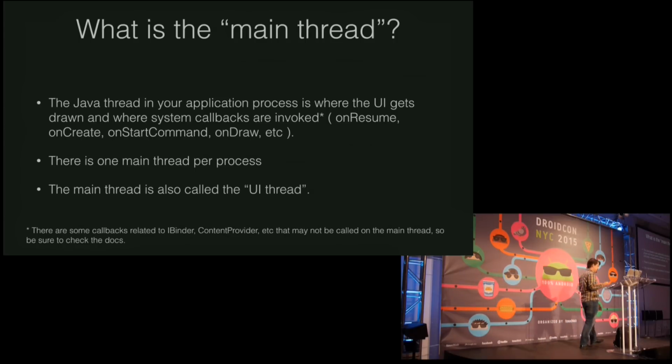It's where the UI does its drawing. It's where your view code gets drawn. It's where other UI callbacks will get called. There's one main thread per process. Most apps are one process, but if you split your app into multiple processes for services or other things like that, you can have one main thread per process. And also, a lot of times, you'll see it called the UI thread. It's the same thing. Main thread, UI thread, same thing.